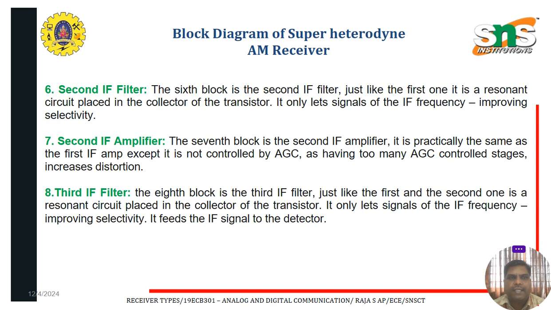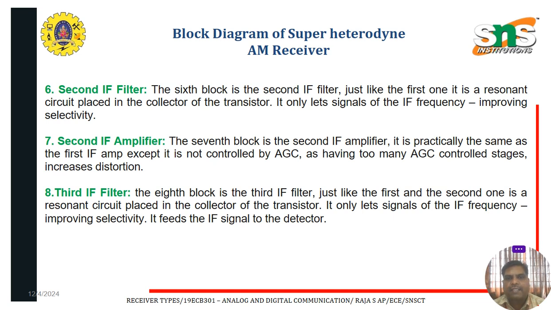The sixth block is the second IF filter, just like the first one, and it's a resonant circuit placed in the collector of the transistor. It only lets signals of the IF frequency through, improving selectivity. The seventh block is the second IF amplifier. It is practically the same as the first IF amplifier, except it is not controlled by automatic gain control, as having too many AGC control stages increases the distortion.